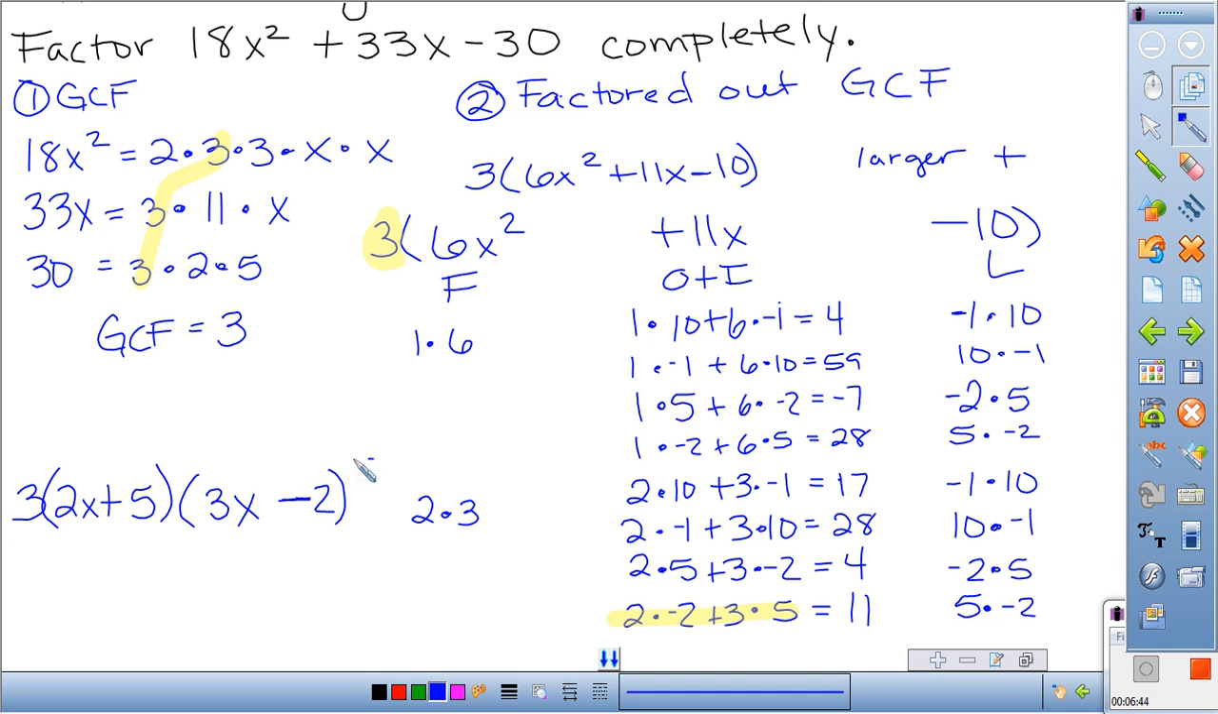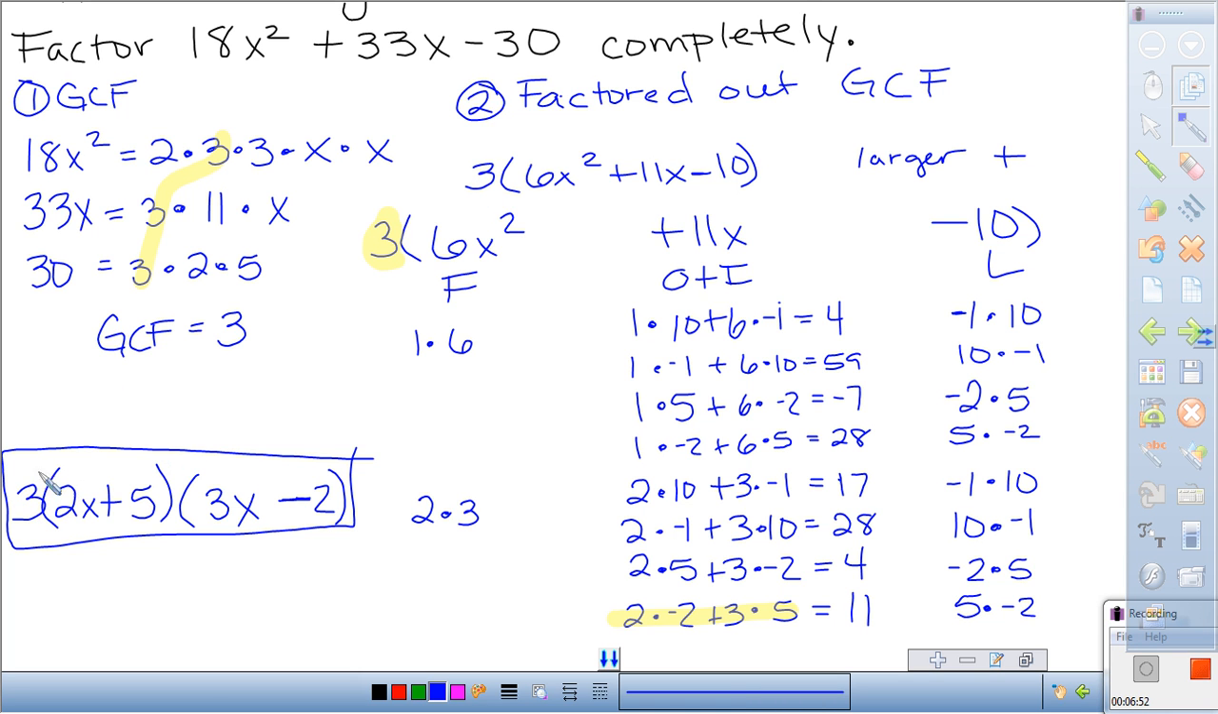That 3 is part of your answer. So here's your whole answer. Do not forget that original factor that you pulled out, 3. And again, if you FOIL this out, 2x times 3x, 6x squared, 2x times negative 2, negative 4x, 5 times 3x, 15x, negative 4x and 15x, that's the 11x, and 5 times negative 2, negative 10. So you get that, and then you multiply all this times 3, you end up with 18x squared plus 33x minus 30. Let's try another.